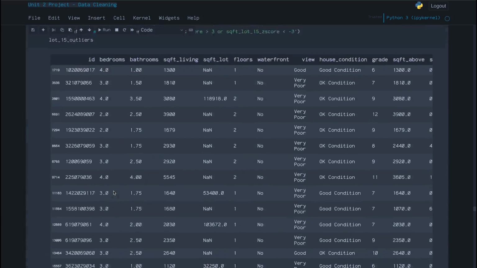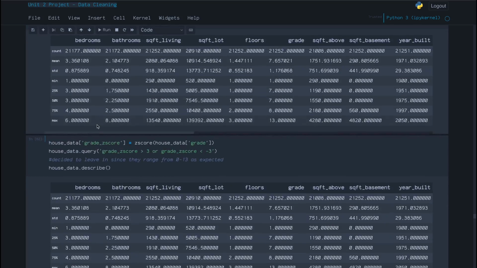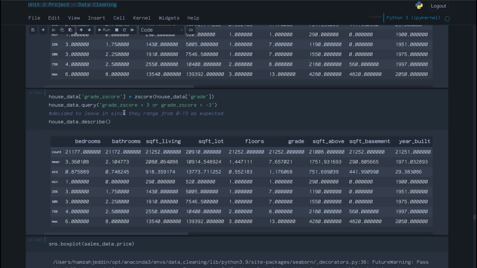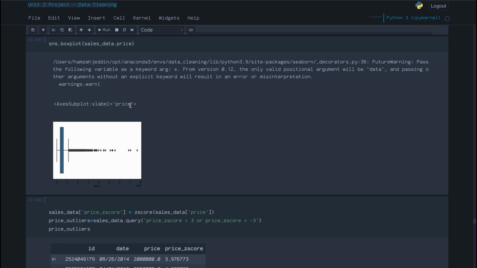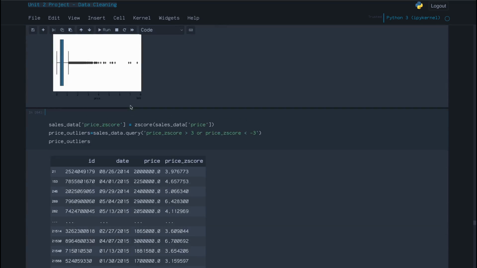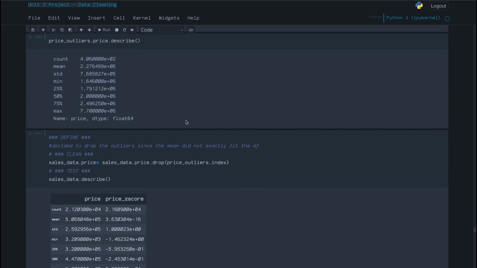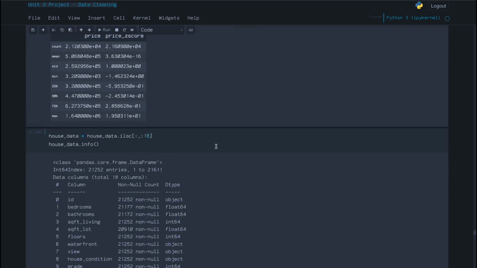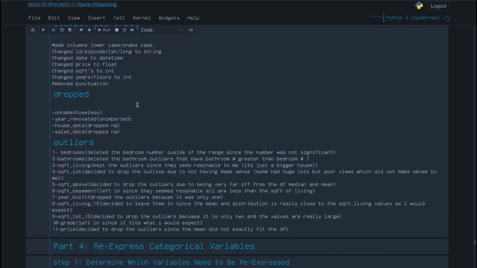And for the lot 15 outliers, I decided to drop these. I didn't get many outliers, so I dropped these. And for the grades, I just left them in, since they're only going from 0 to 13. For the price, I did decide to drop the prices that are pretty far off from the median because it didn't make sense having that size and then that price. So that's basically what I've been saying right here.